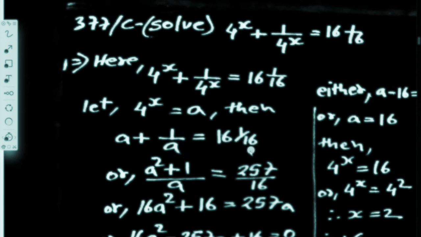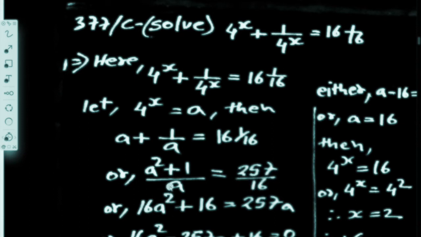Next step: a square plus 1 by a. Here we take the LCM, a as LCM. Now a should be multiplied with a, so a into a equals a square plus 1 on the upper side, and in the bottom is a, equal to 16 into 16 is 256, plus 1 is 257, so 257 by 16.